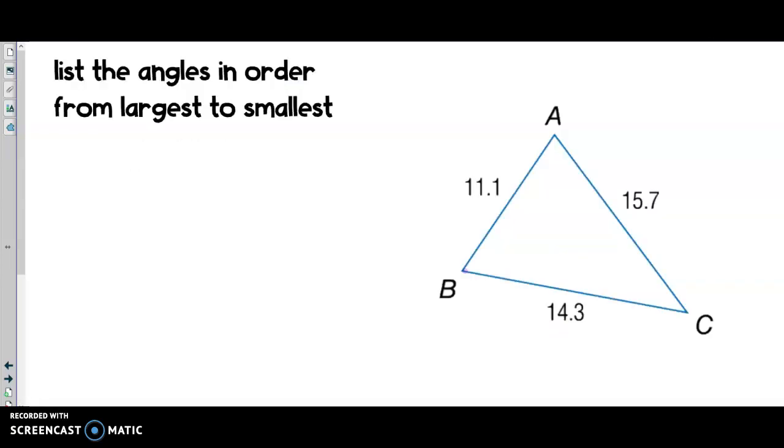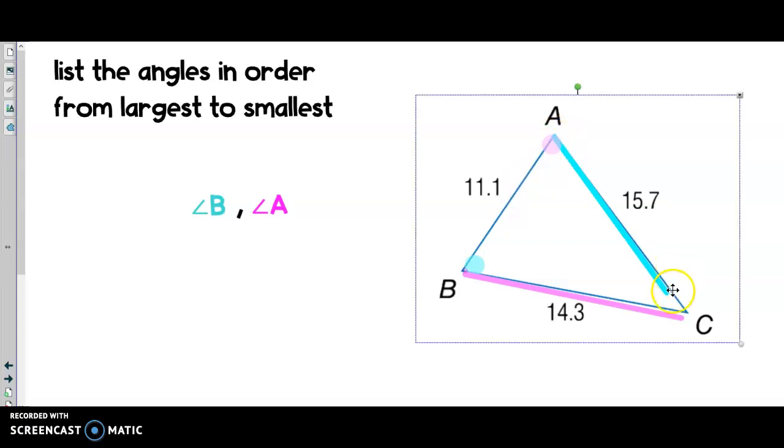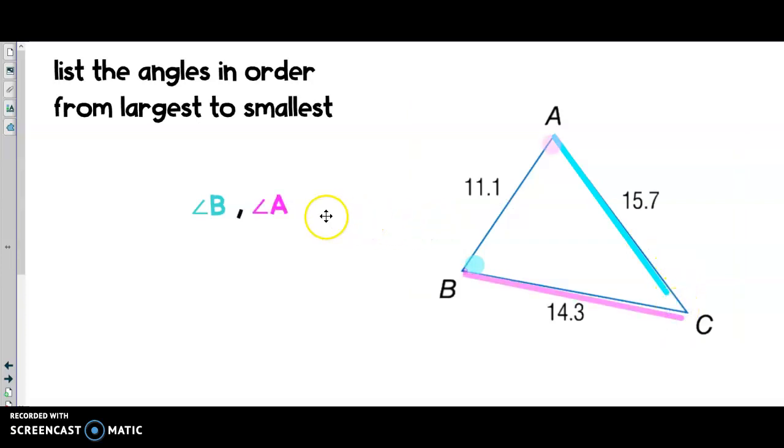So we can use that to create a list, right? We can list the angles in order from largest to smallest. If we want to start with the largest, we're going to find the largest side. Side AC is the largest, which means that across from that is angle B, so it's going to be my largest angle. The second largest side is BC, 14.3, so across from that is angle A, and it will be my middle angle. And lastly, 11.1 is across from angle C, and so it will be my smallest angle.